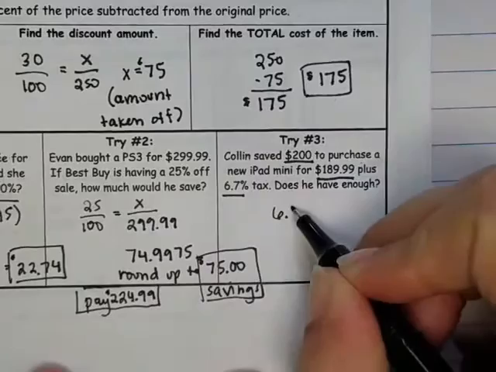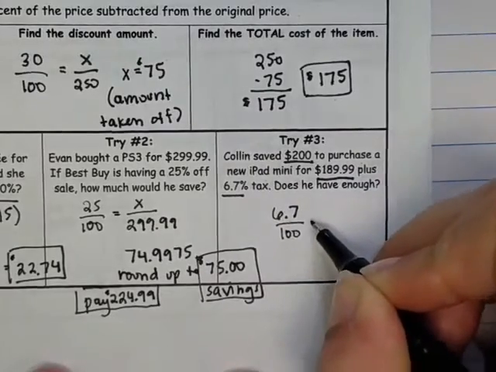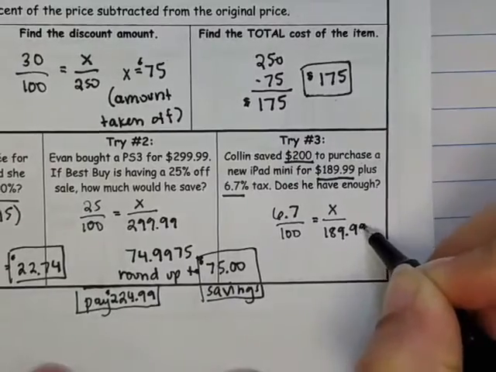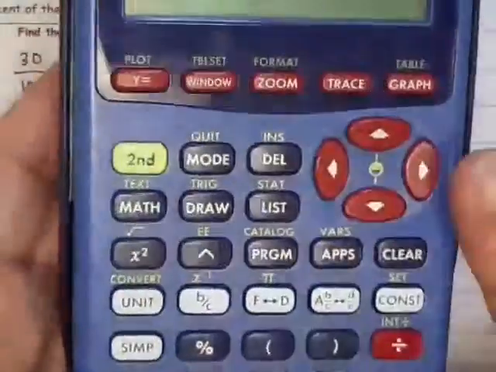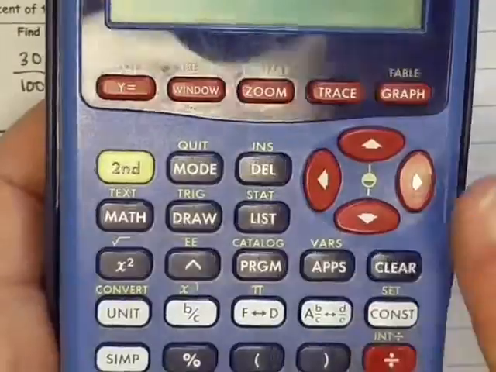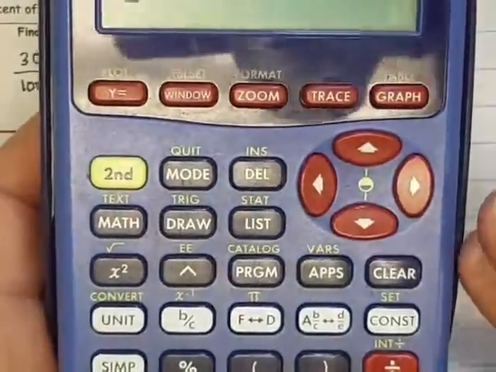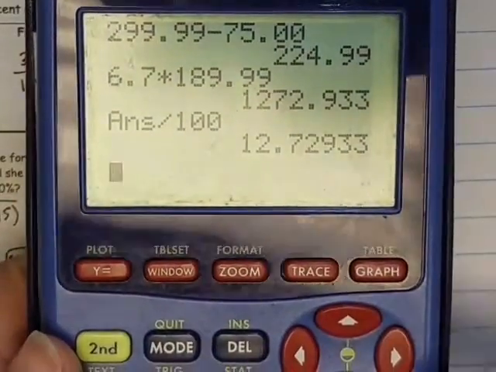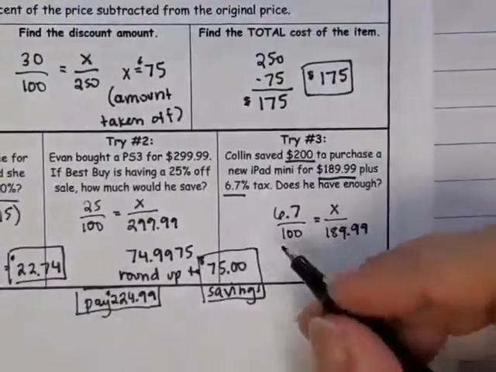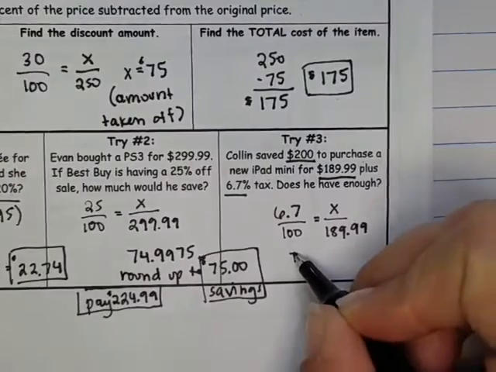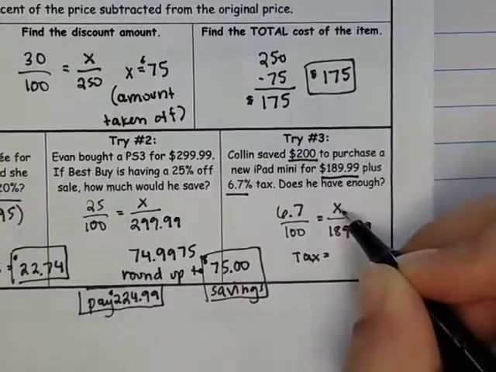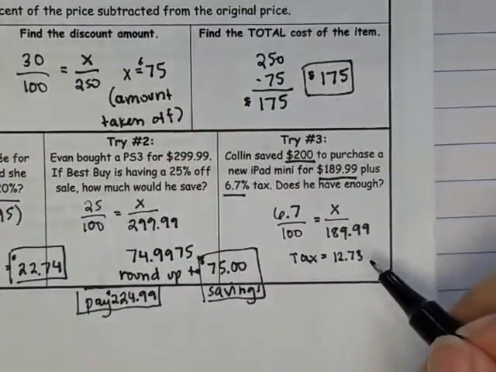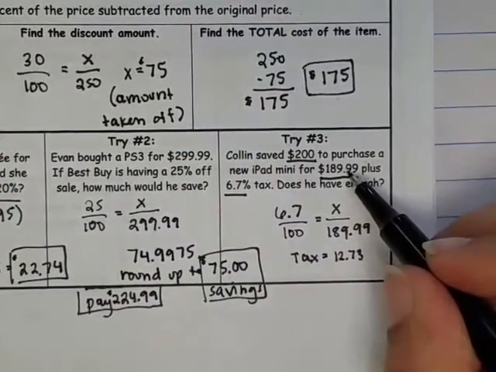So 6.7% equals what out of $189.99? So 6.7 times 189.99, divide that by 100. So I get $12.73. So I get my tax, so my X value is $12.73. So now I'm going to take that $12.73, I'm going to add it to the $189.99.